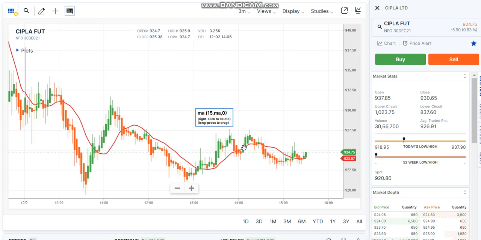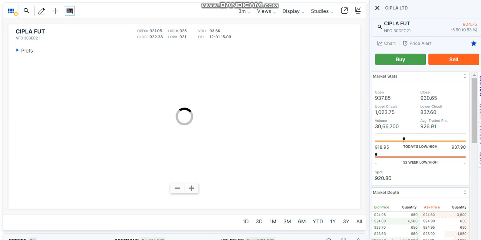If you are a big capital trader, then you can go and trade in futures. That is, the quantity of 650 is the lot size in CIPLA. This is the same thing. Even in this, you can go for option buying by selecting the current future price as the strike price for the selected stock, CIPLA. Coming to the second stock, that is TATASTEEL.